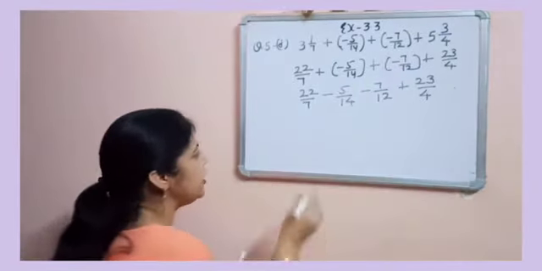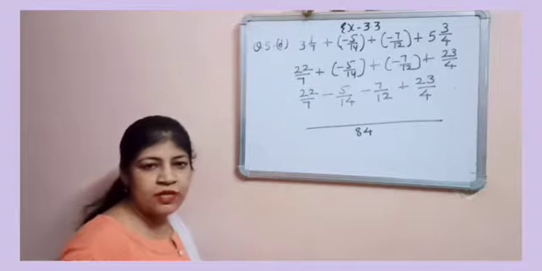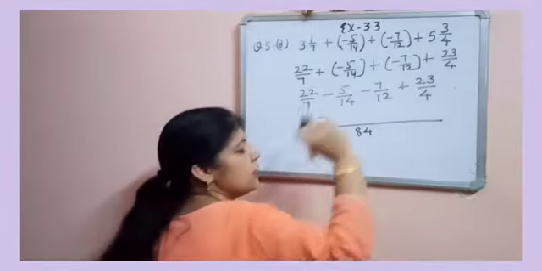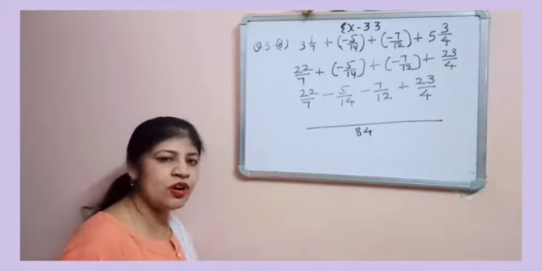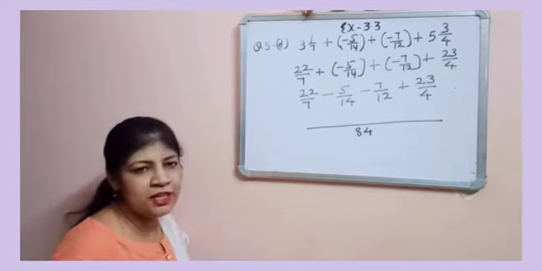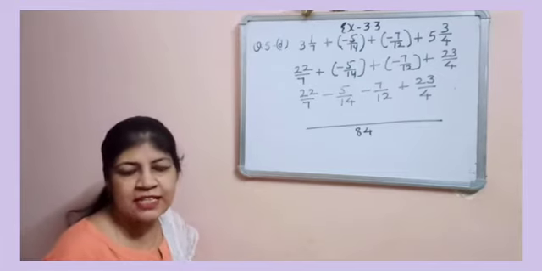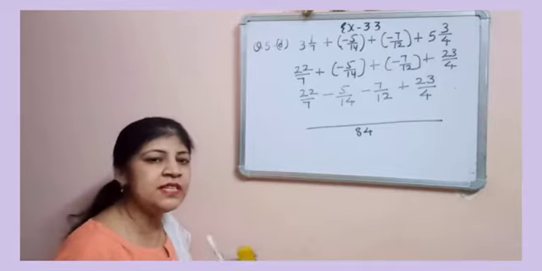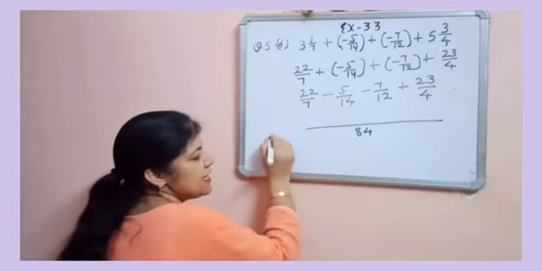And you know one thing, the LCM is always divisible by all these denominators. If it is not divisible by any denominator, it means your LCM is wrong. Because LCM is a multiple and multiples are always divisible. Okay. Now divide 84 by 7.